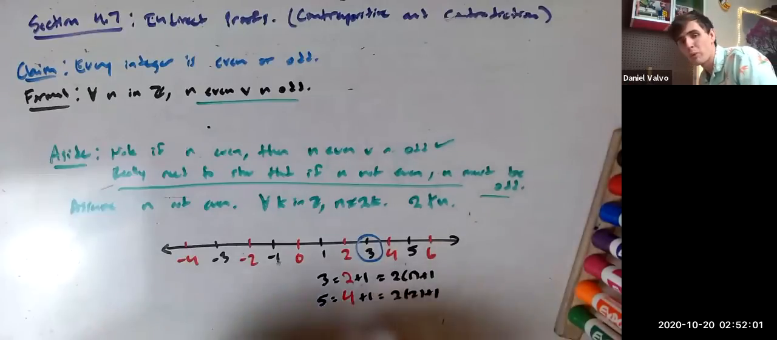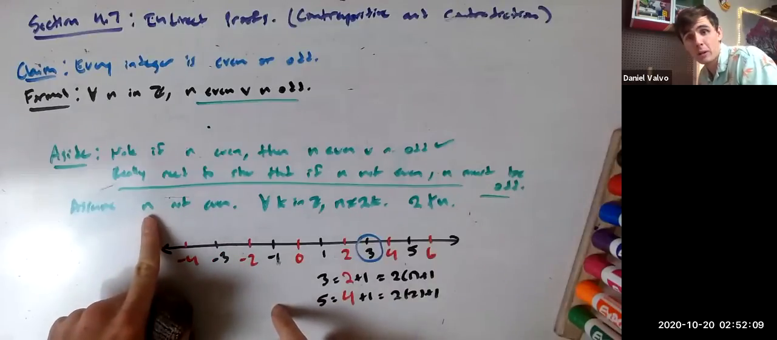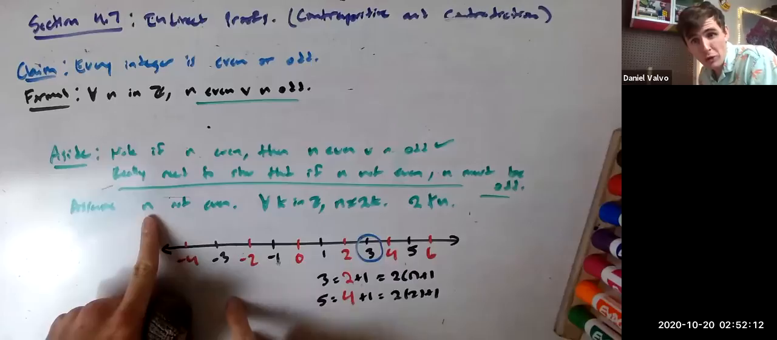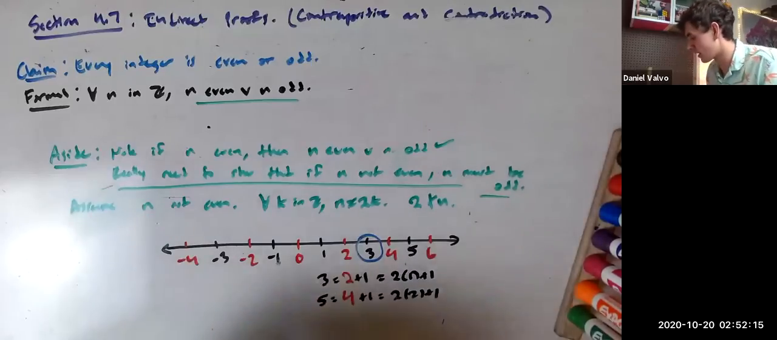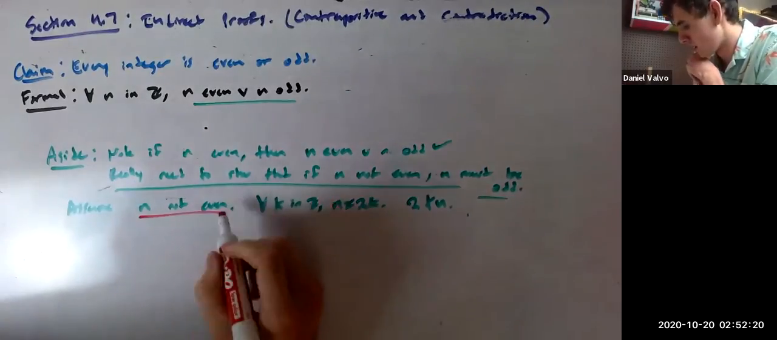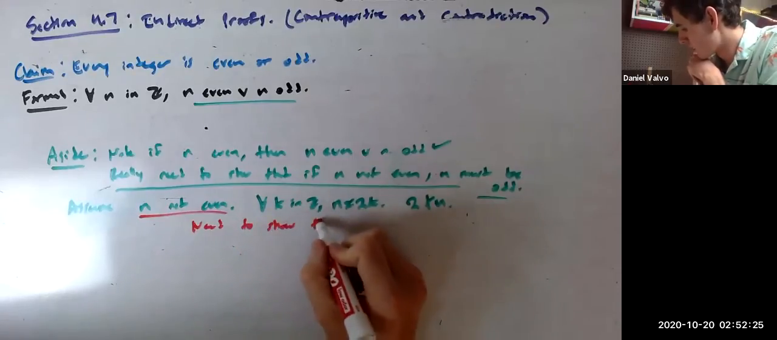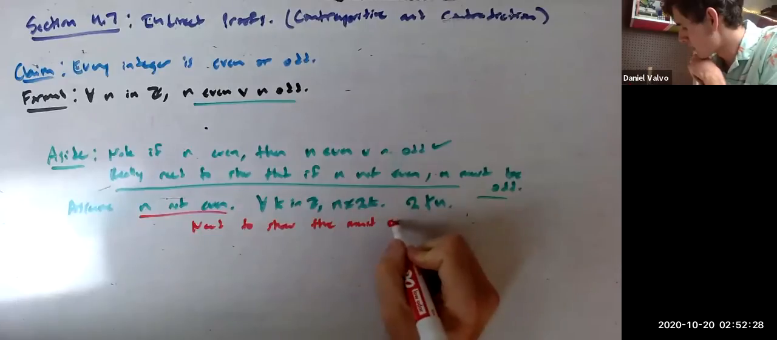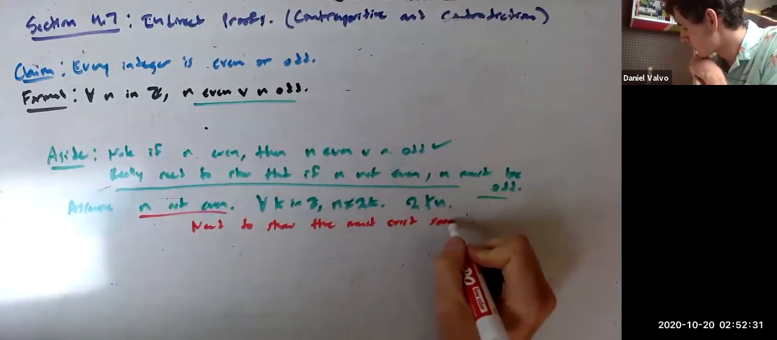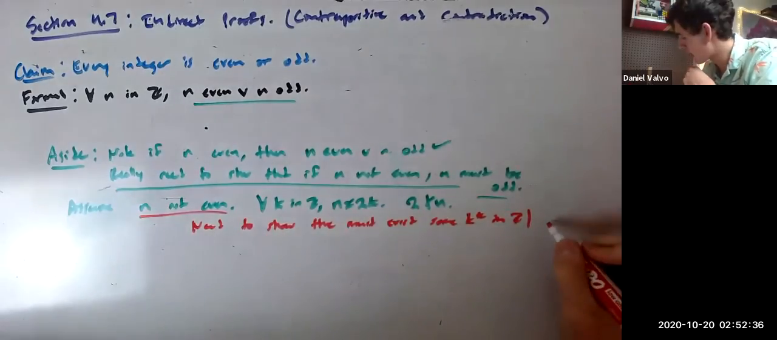Yeah, think about this. What we really need to do is take an arbitrary, not even number. So n is an arbitrary, not even number. And we need to show that there must exist some k star in Z such that n equals 2k star plus 1.